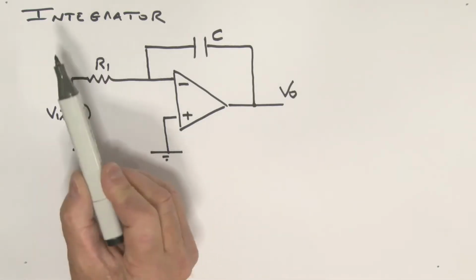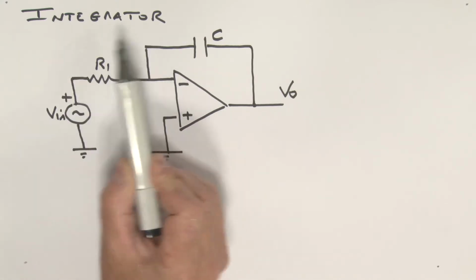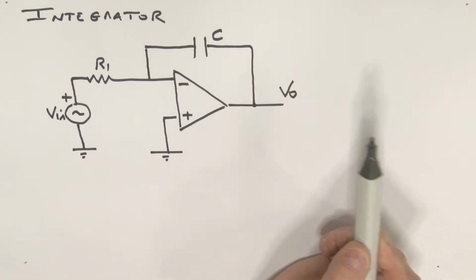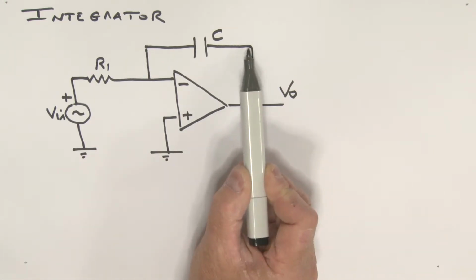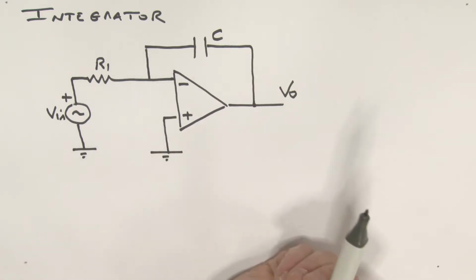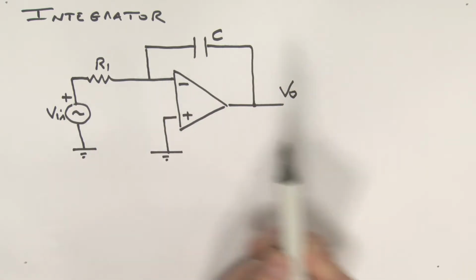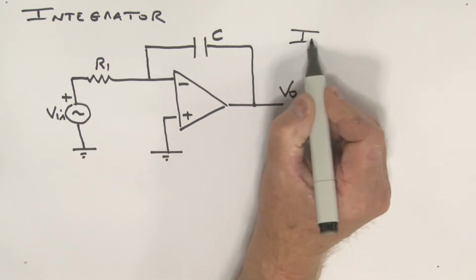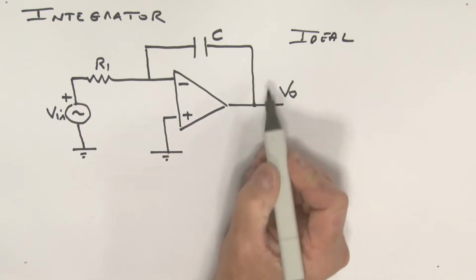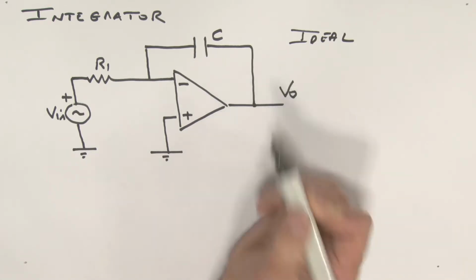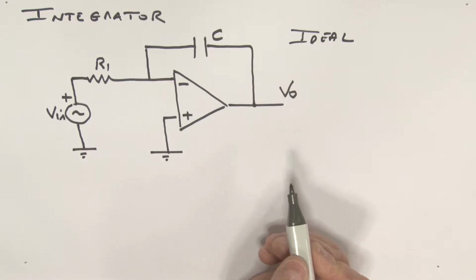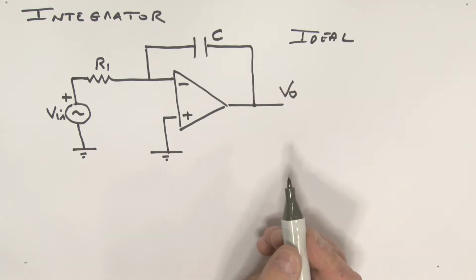So what I want to do today is talk to you about another operational amplifier circuit called an integrator. You'll notice here that we now have a capacitor which is connected from the output back to the inverting input. This is going to be an ideal integrator, and what we need to do is determine what this output voltage is as a function of this input voltage over here. Now the way we're going to do this is very similar to what we've done before.